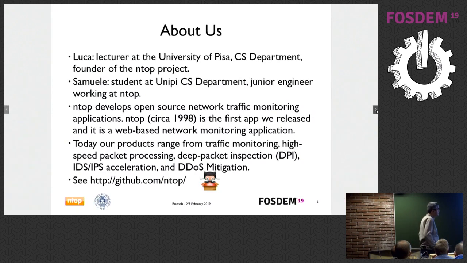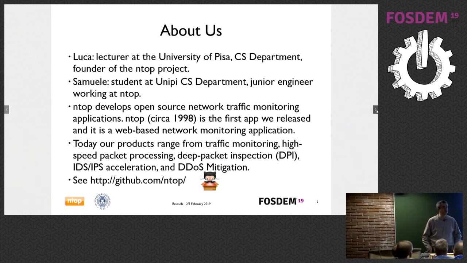So let's start with a few notes about us. I'm the founder of the ntop project. You heard this before when we talked about pfring. I'm also a lecturer at the University of Pisa. Samuele is a former student of mine and is working with us at ntop. ntop is an open source project I started in 1998, so very long time ago.